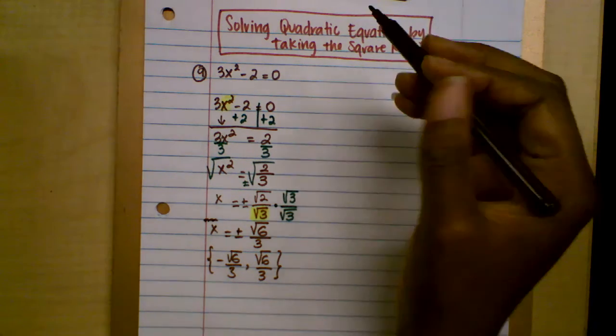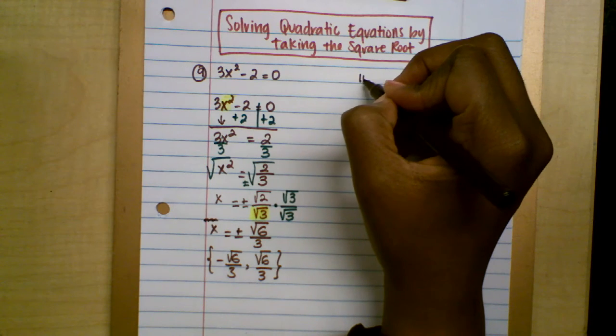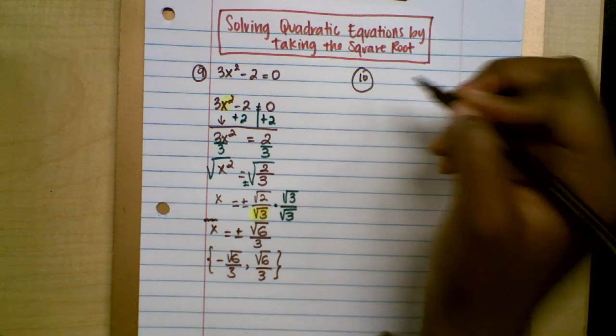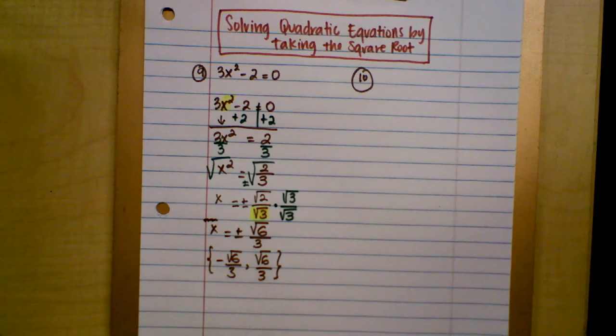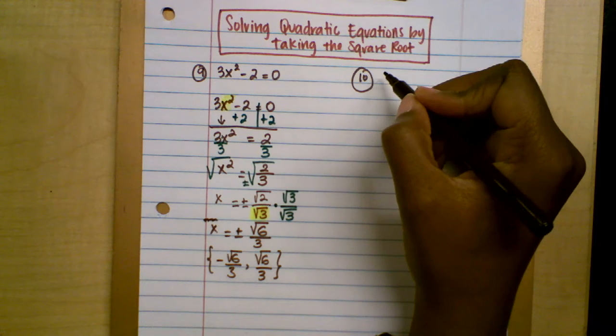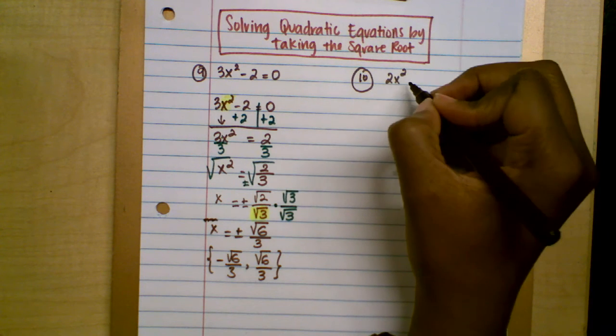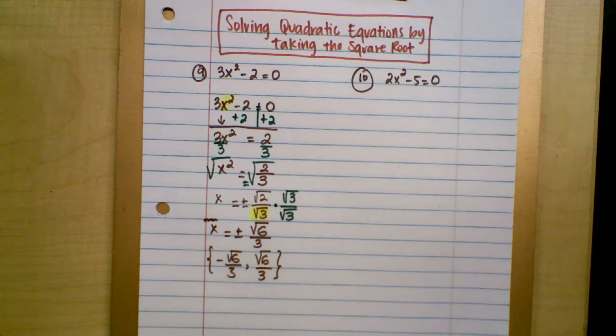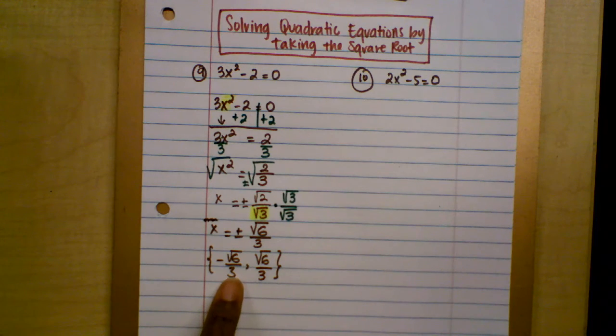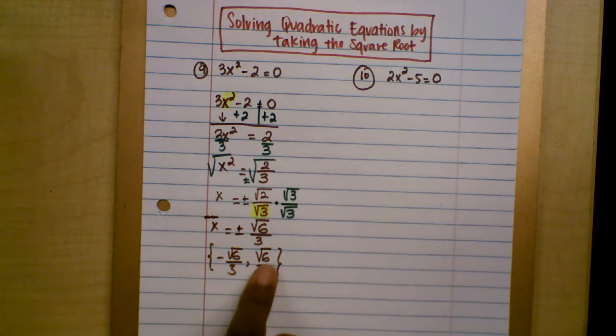So now let me check your understanding with number 10. Okay, for number 10, I want you to solve this quadratic equation by taking the square root. It's 2x squared minus 5 equal to 0. And again, let me go back to number 9. So how do we call this kind of solutions? I forgot to point that out to you in the last video.